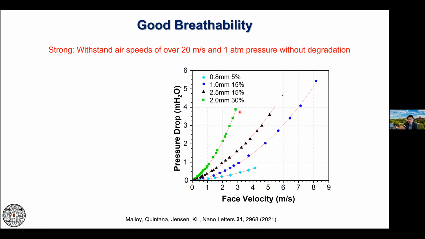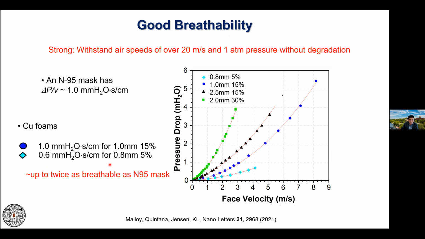Of course, for filtration, we want it to be very breathable. For example, if you have a plastic bag, that's going to be 100% efficient, but you cannot breathe through it. So we want to make sure the pressure differential is very reasonable. This plot shows the pressure differential across the metal foam at different air velocity. Just to put into perspective, the pressure differential is quite comparable to an N95 mask. And here, the smaller the number, the better. So in some of our samples, this breathability is even twice as good as an N95 mask.